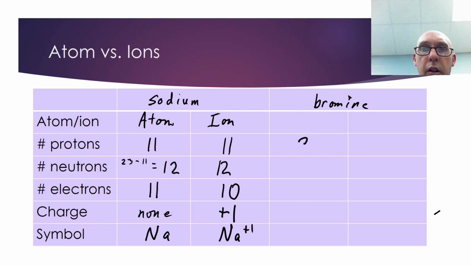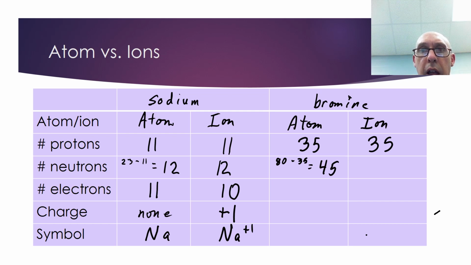So I'll put that in here. It's got 35 protons. And again, we're going to do atom and ion. And like sodium, the number of protons does not change when you form an ion, so it also has 35. The neutrons, the mass number for bromine is 79.9, rounds to 80. 80 subtract 35 equals 45. And again, atom versus ion, it's 45 either way, because the only thing that changes between the two is the number of electrons. Neutral atom has the same number of electrons as protons, so it has 35.